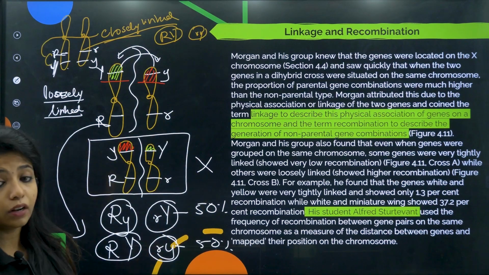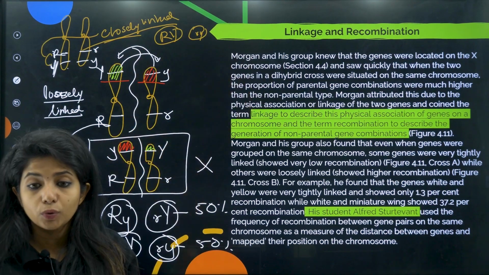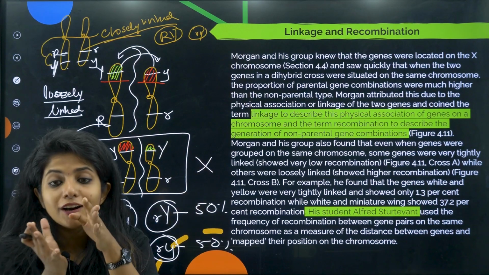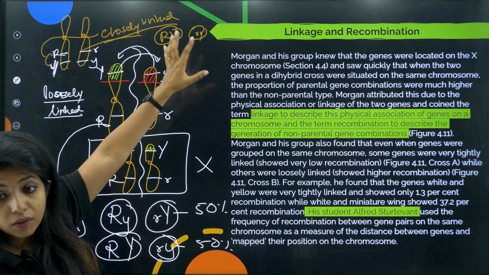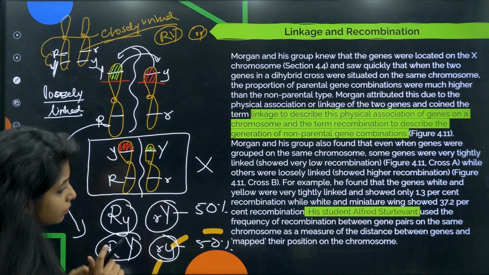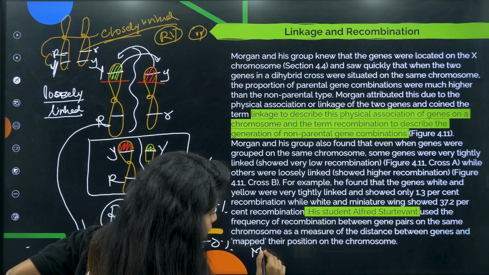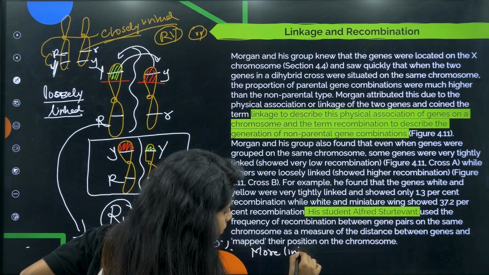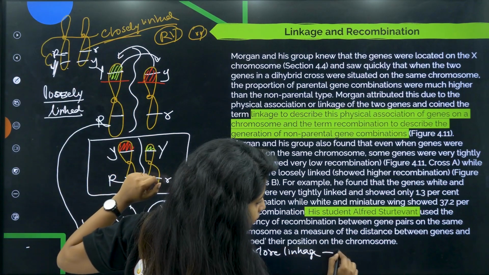So if I keep on crossing and come to a conclusion that I am getting the parental varieties only, that means the genes are closely linked. The genes over here are closely linked, which is why the recombination is less. So with this, I got an inference: more linkage, less recombination.